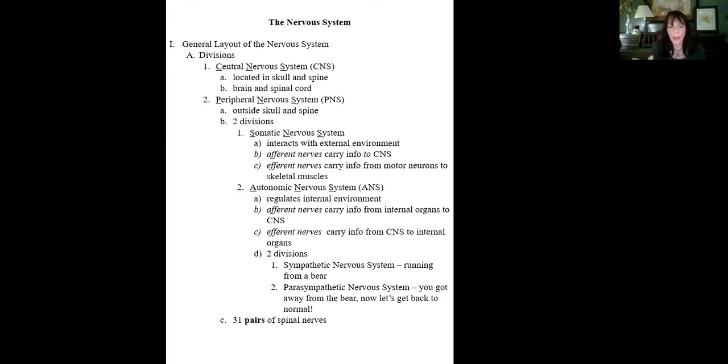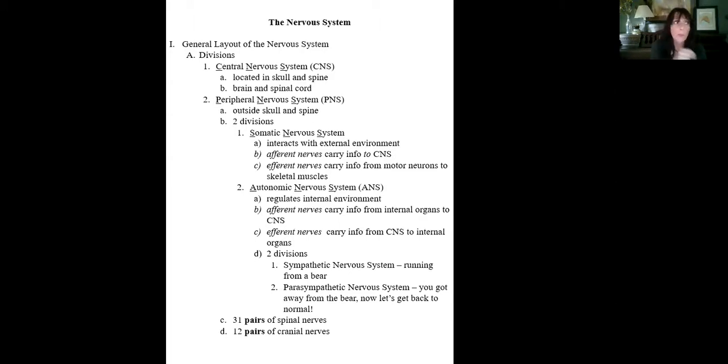31 pairs of spinal nerves. We won't, in this particular class, be dealing much at all with the spinal nerves, but I certainly want you to be aware of that. Remember, 31 pairs, and then 12 pairs of cranial nerves.